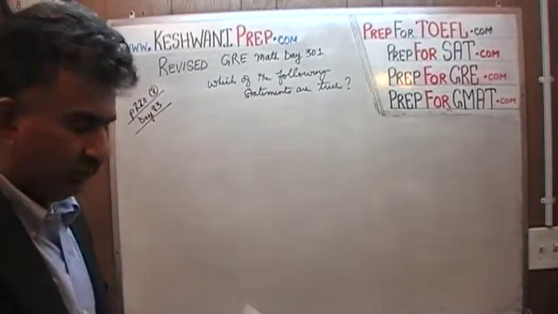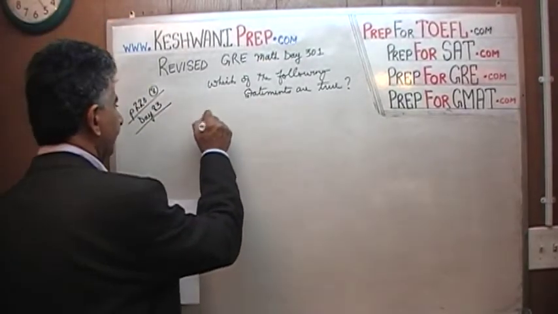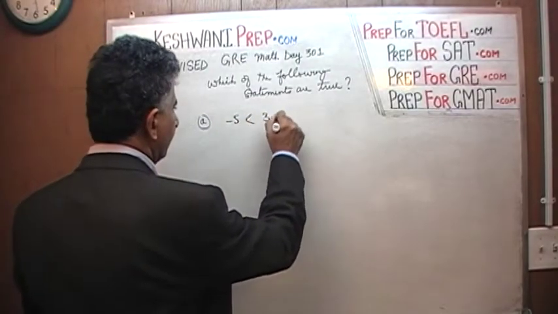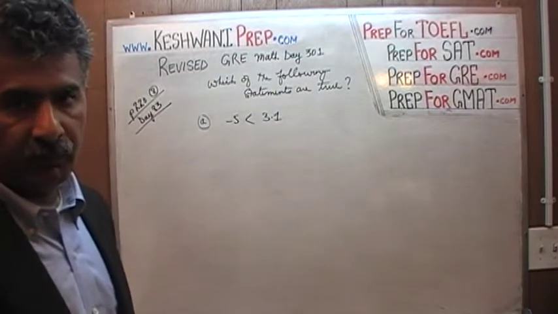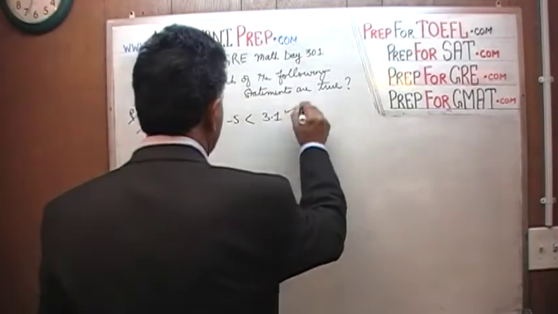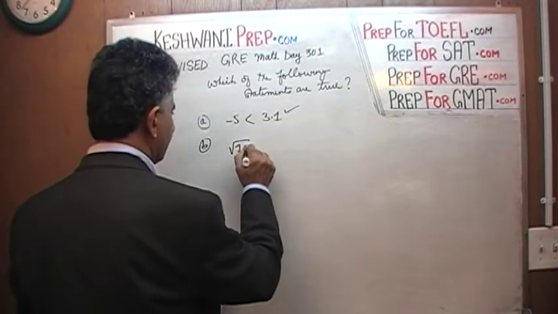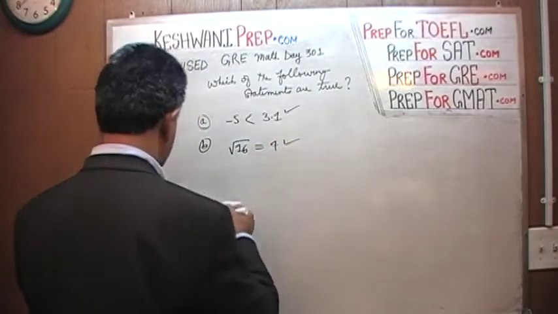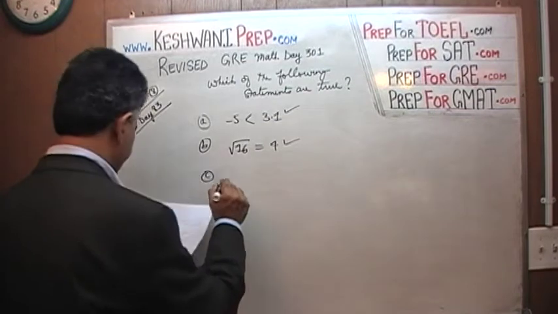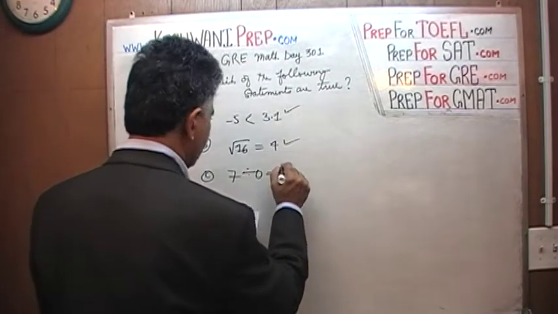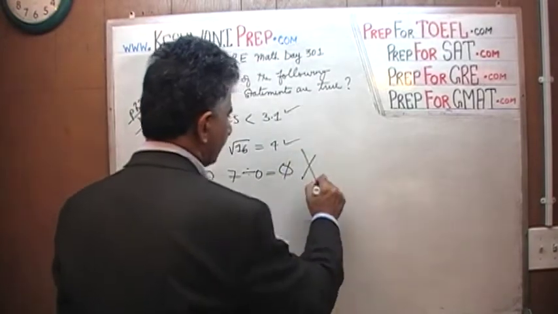So let's look at each of the statements here. A says negative 5 is less than 3.1. Of course, a negative number is going to be less than a positive number. That's true. As I said, they are too simple. B: the square root of 16, we are told, equals 4, which is also true. C says 7 divided by 0 equals 0. Now that is not true.